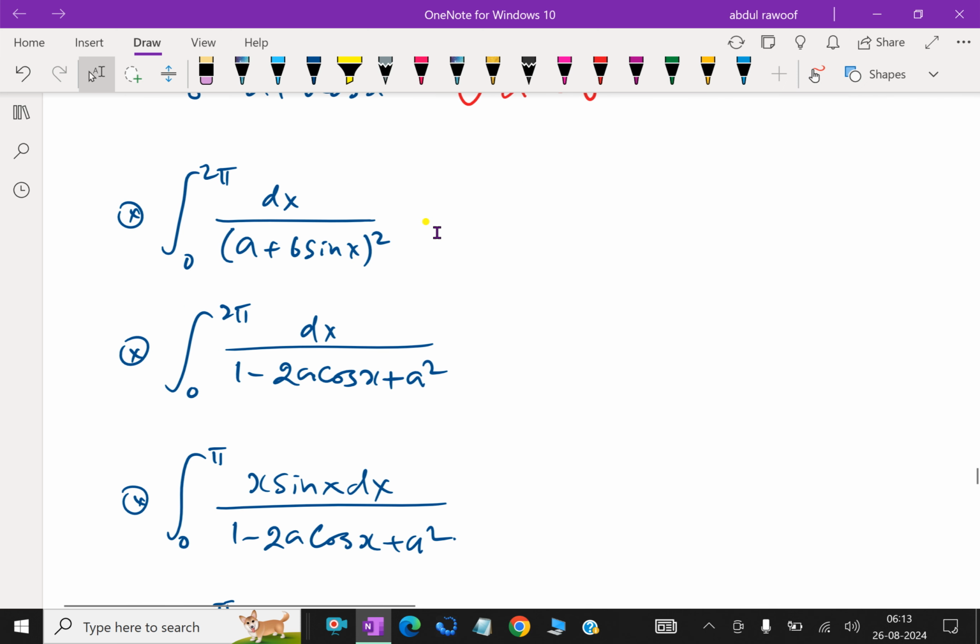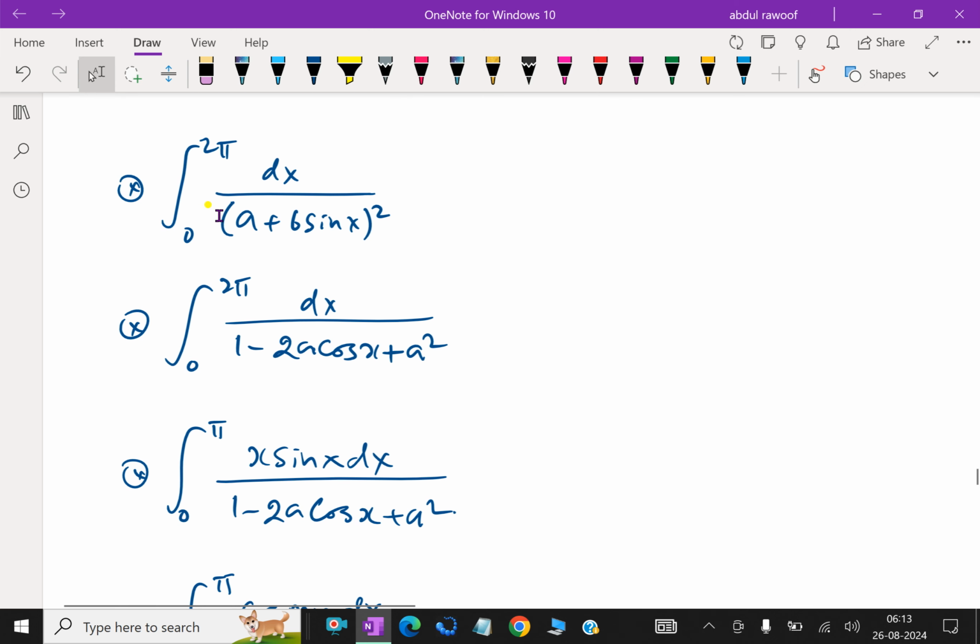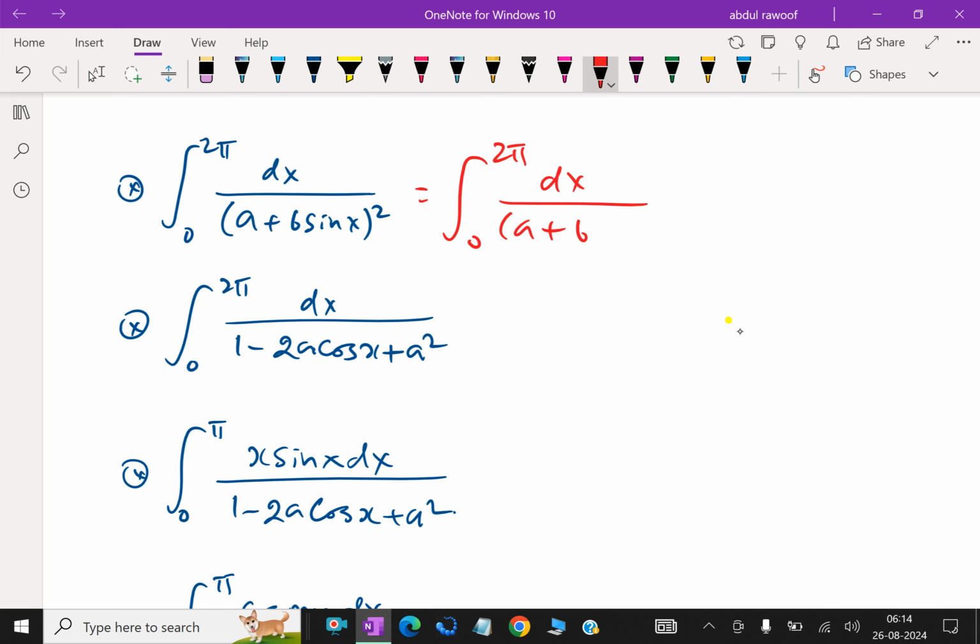Next one, integral 0 to 2 pi dx over (a plus b sin x) whole square is equal, further, to integral 0 to 2 pi dx over (a plus b cos x) whole square. Having both results the same, which is equal to 2 pi a over (a squared minus b squared) power 3 by 2.